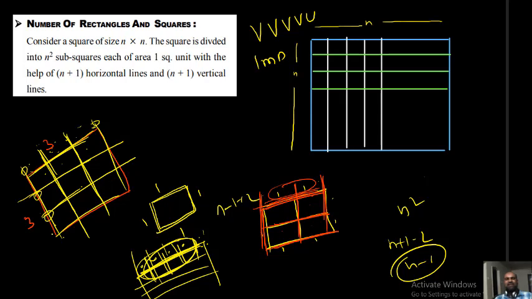vertical lines are involved here? n plus 1 vertical lines. And how many horizontal lines? n plus 1 horizontal lines gives how many squares of 1 unit length? n square, n square. Okay, this is the concept.